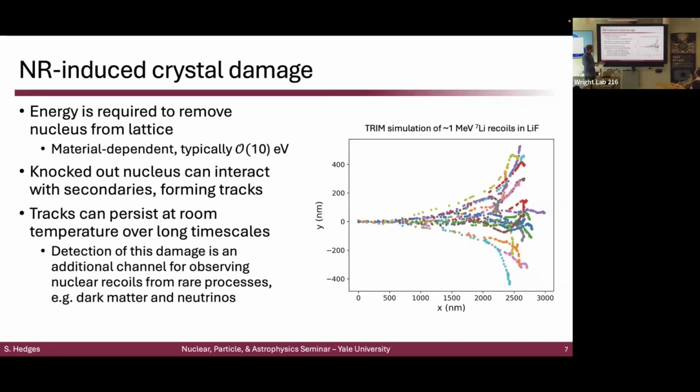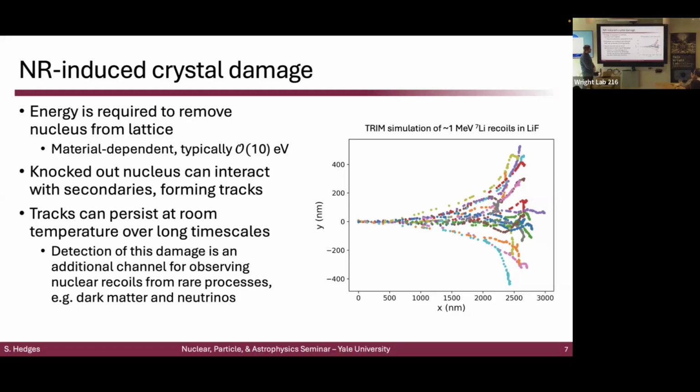So if we want to go ahead and look at this damage, we have to give the nucleus some energy. And in addition to doing that, we actually have to give it enough energy that it doesn't immediately recombine in the site that it was just knocked out of. This threshold is material dependent, and it's typically on the order of tens of eV or so. And when we have a nuclear recoil that produces a vacancy, that ejected nucleus typically will then interact with other nuclei, and what we'll get are some damage tracks like you can see here.